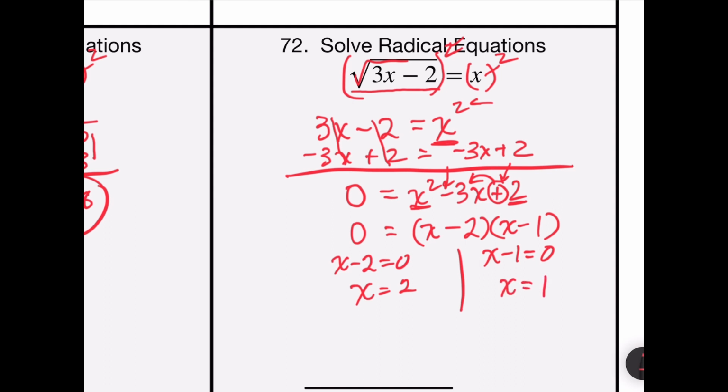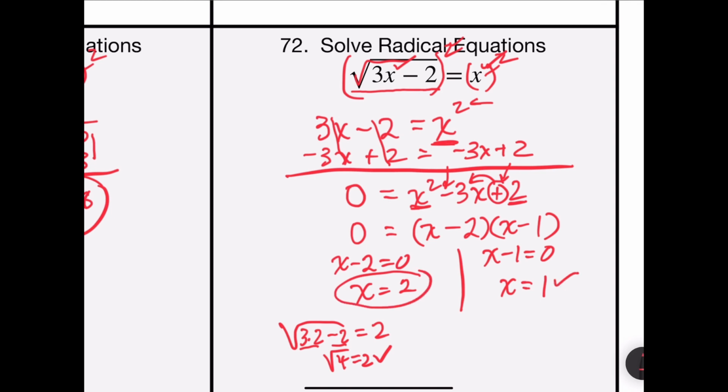Remember, with radicals, I have to go back and check. So the square root of 3 times 2 minus 2 has to equal 2. So I substituted 2 for the x in the original equation. 3 times 2 is 6. 6 minus 2 is 4. Does the square root of 4 equal 2? And the answer is yes. So x equals 2 is definitely one of my answers.